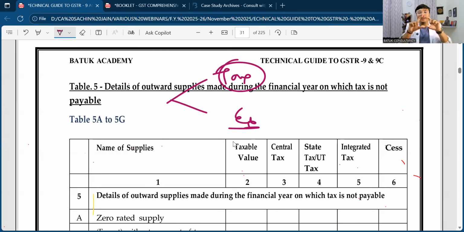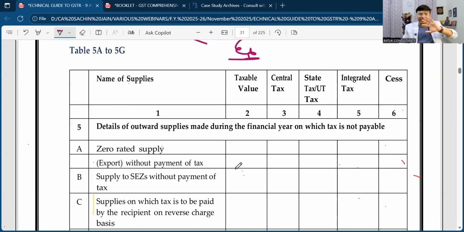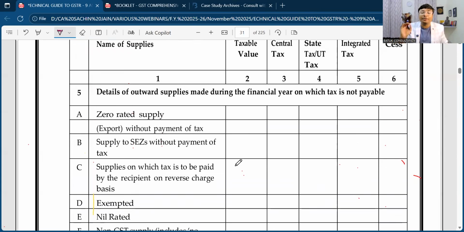We have already created a table, difference between exempted, nil rated, non-GST, because this is the biggest question, there is doubt about the differences between nil rated, non-GST, exempted. So we'll share one table with all of you. Now, taxable discussion already done. Now we have exempted, nil rated, non-GST. So that also we need to show.